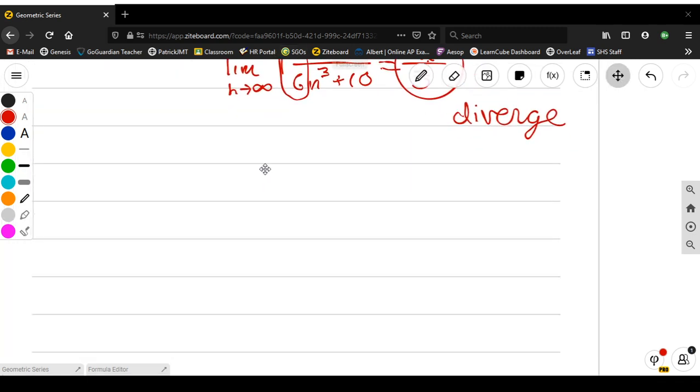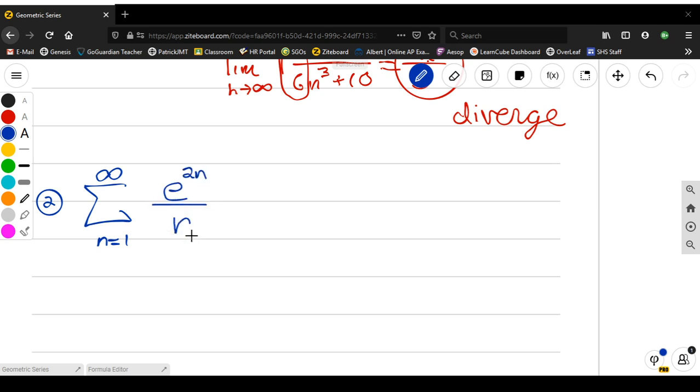Second example, really quickly, because I have to get online and start class. Let's take the sum n equals 1 to infinity. Again, it doesn't matter where we start. Make this e to the 2n over n.